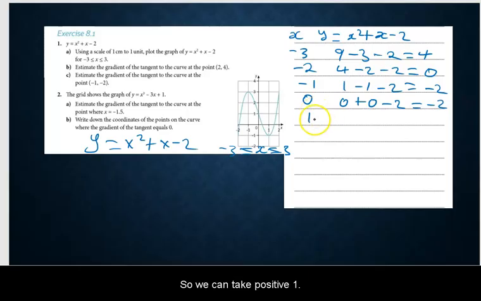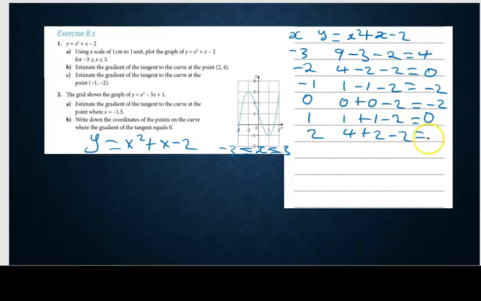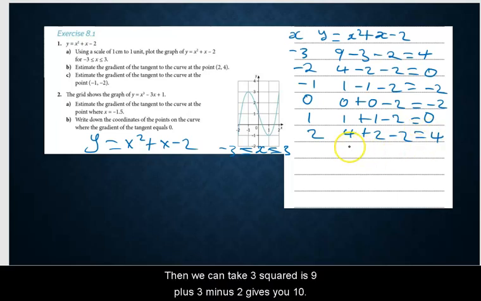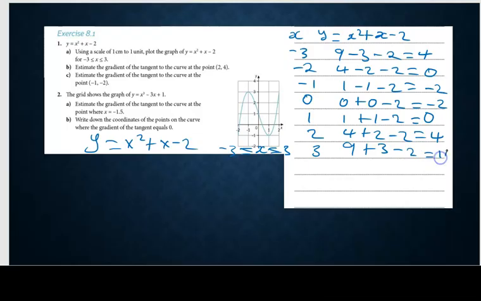So we can take +1. So it becomes 1 plus 1 minus 2. 1 plus 1 minus 2 is 0. We can take now 2. 2 squared is 4. So it is 4 plus 2 minus 2. 4 plus 2 minus 2 is 4. Then we can take 3. 3 squared is 9, plus 3, minus 2 gives you 10.